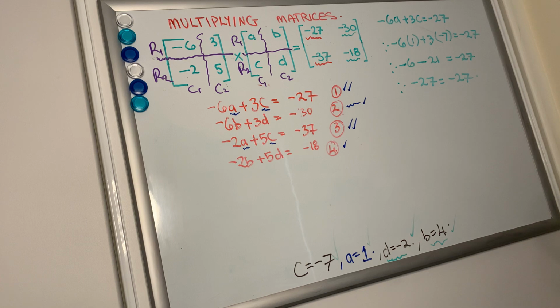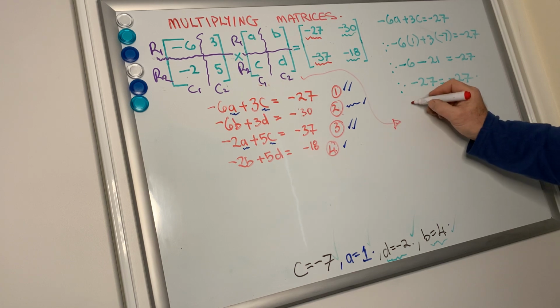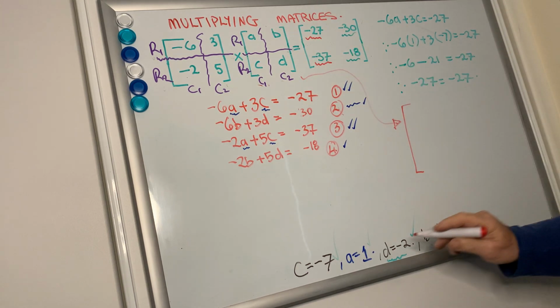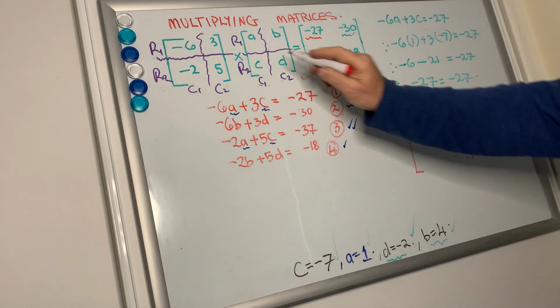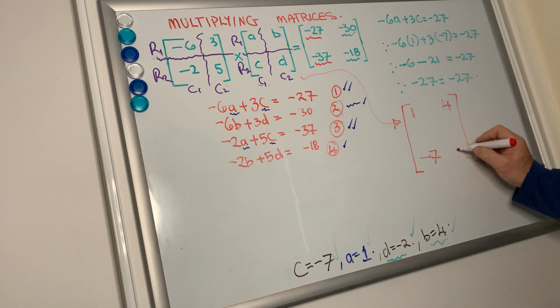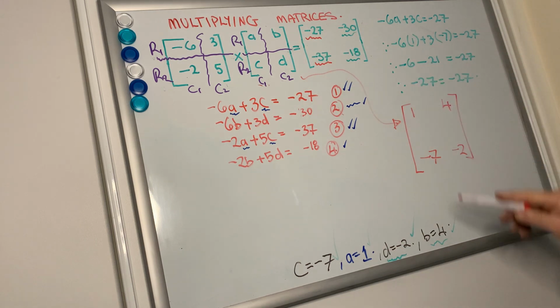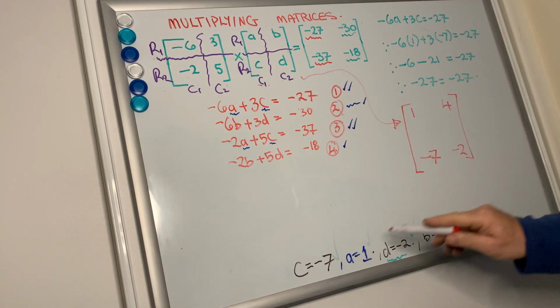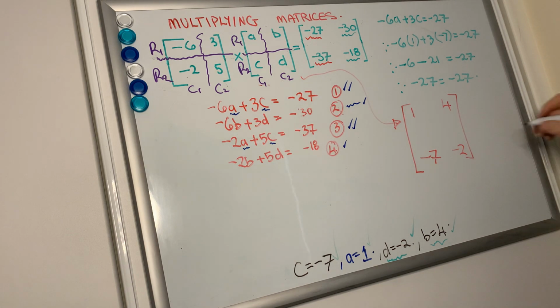So when we're looking at this matrix now, the unknown matrix is actually A is 1, B is 4, C is minus 7, and D is minus 2. That's our matrix. There's our second matrix that we've resolved, just another way of using matrices for you.